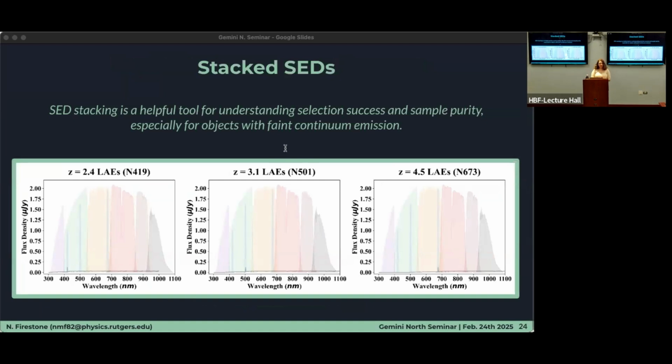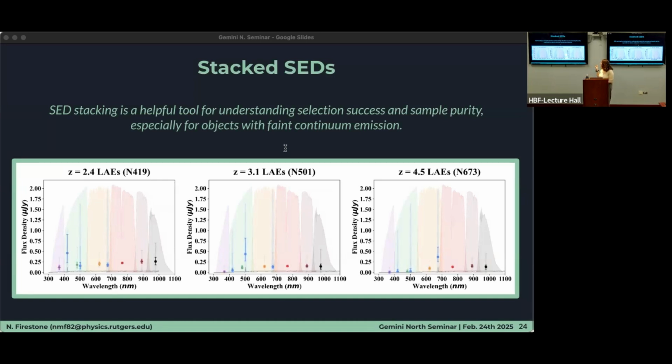And lastly, we created some stacked SEDs of our samples. So SED stacking is a super helpful tool because it allows us to understand some of the global properties of our galaxy samples. And it's especially helpful for galaxies that have faint continuum emission, which is the case for LAEs. So here are our filter transmission curves with template spectra for each of our samples.